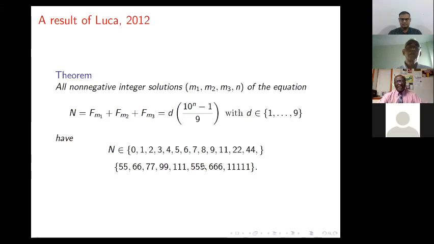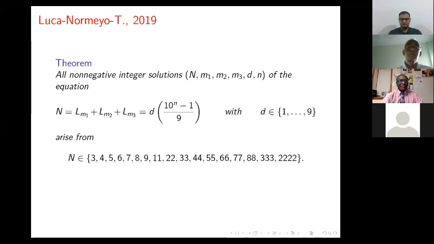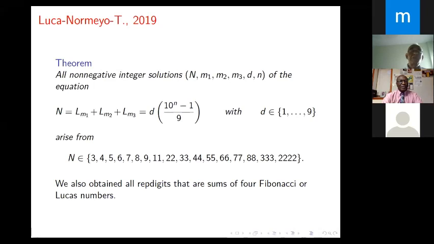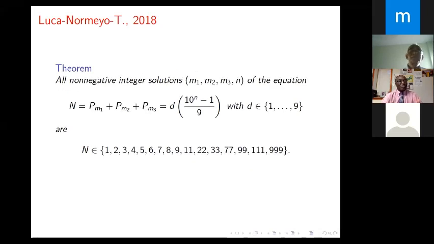So from there, we decided to look also at what will happen with Lucas numbers. What we have done with Florian and one of my former students, Benedict Normeyo, is look at the sum of 3 Lucas numbers that can give us a rep digit. And we have all the numbers. We continue the same way. And we look also for pair numbers, and we have a result.